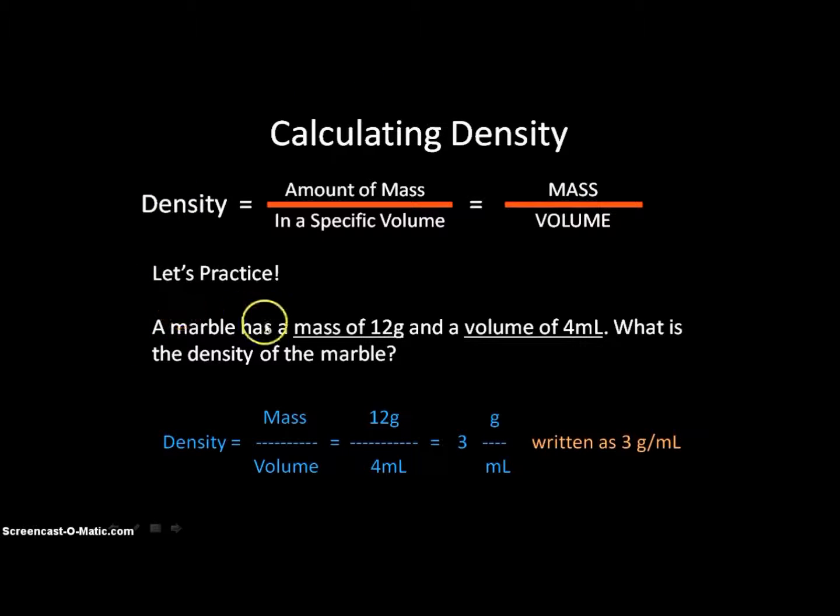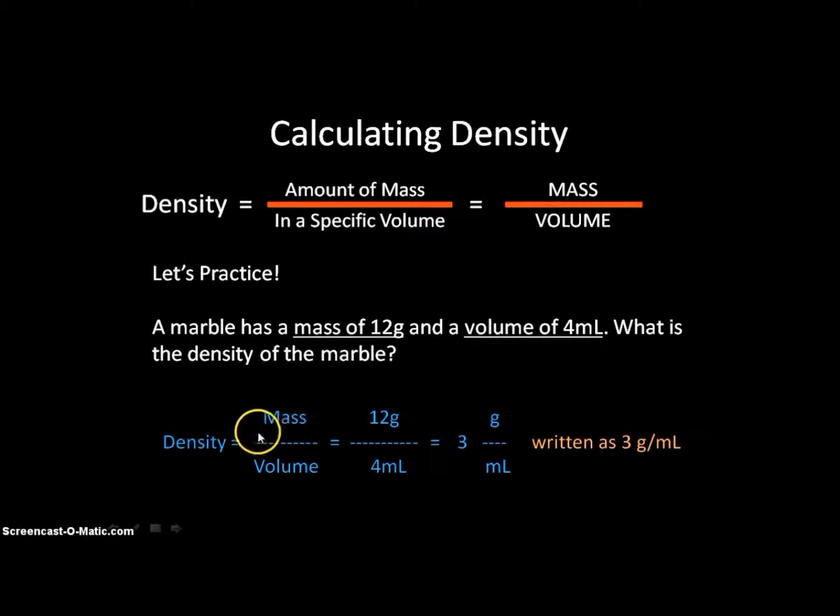A marble has a mass of 12 grams and a volume of 4 milliliters. What is the density of the marble? And we can tell that our mass is 12 grams. We know that's definitely the mass because mass is measured in grams. We know we have a volume of 4 milliliters, and we know that's definitely the volume because volume is measured in milliliters. So to find the density, we need to do mass divided by volume, and the mass is 12 grams. The volume is 4 milliliters.